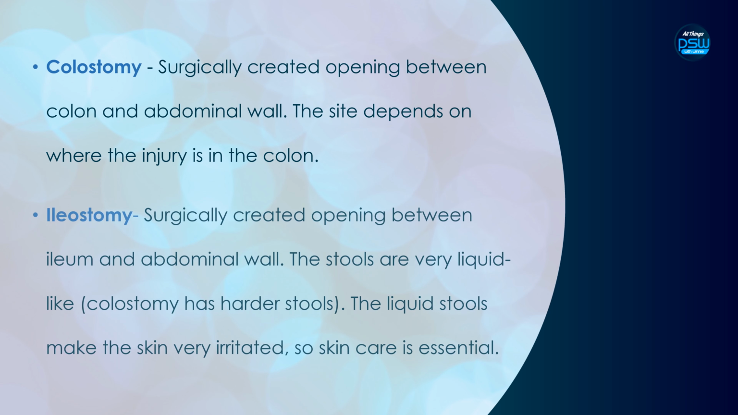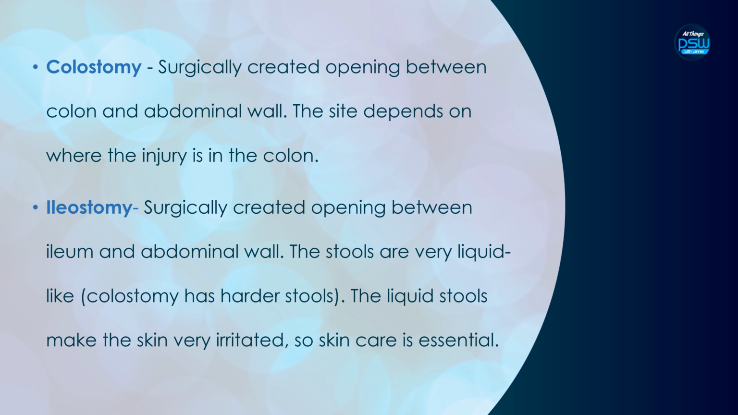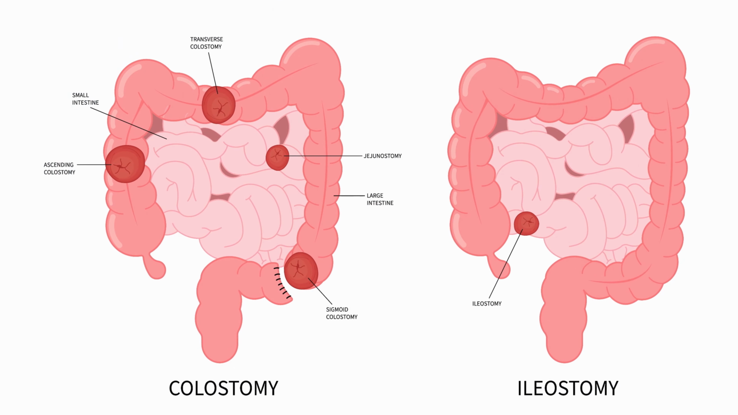The ileostomy comes from ileo and stomy. So this is the opening between the ileum and abdominal wall. So take a look at the prefix and suffixes here, guys, to understand the location of the ostomy. The colostomy is in the colon. The ileostomy is in the ileum. The difference, however, is this.